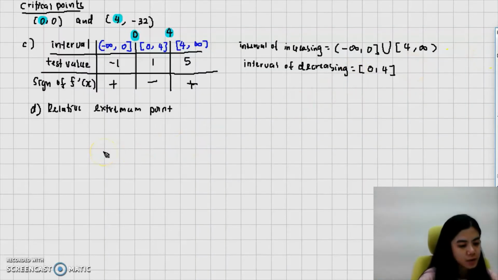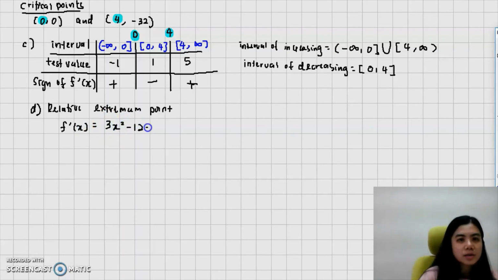Okay, let's go back to the screen. First of all, just now we found that f prime is 3x squared minus 12x. So now go for f double prime first. If you differentiate one more time, what we have here is 6x minus 12. Once you get that, the next thing is to go back to the critical points, which are (0, 0) and (4, minus 32).